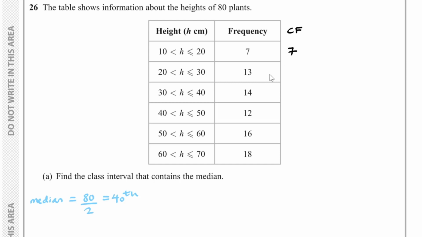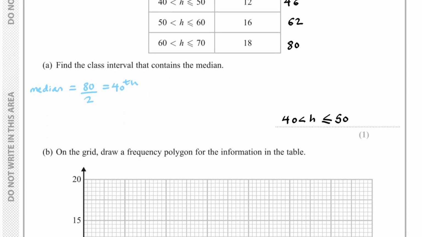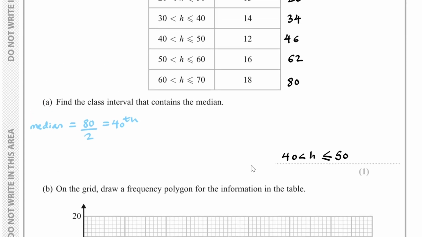So we begin with the 7. 7 plus 13, that's 20. 20 plus 14, that's 34. Plus the 12, that will be 46. Plus the 16, that's equal to 62. Plus the 18, that takes us up to 80. So the 40th value, that's going to be in between the 34 and the 46, which is the higher one. So here, the median lies in the interval 40 less than h less than or equal to 50. Now for part B, we have to draw a frequency polygon for this information.